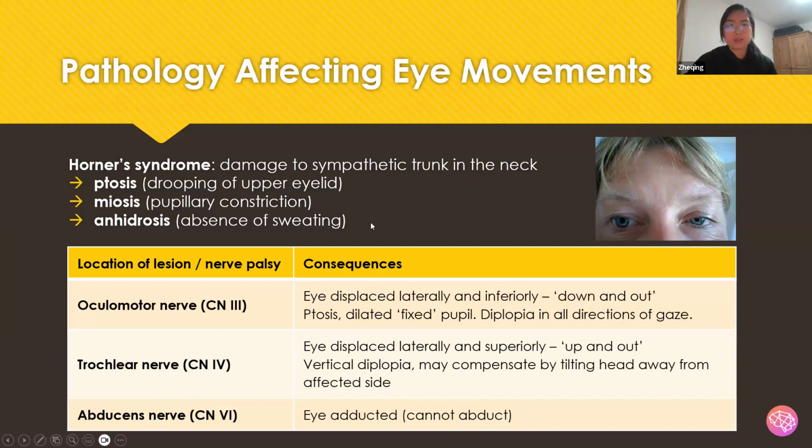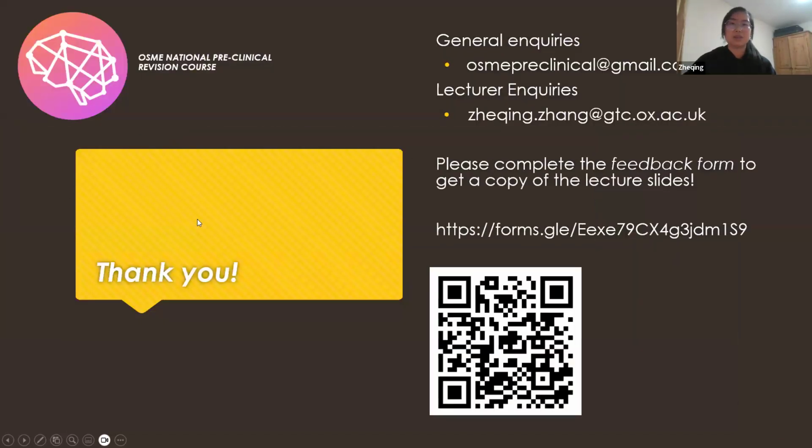Finally, there's something that I want to talk about, which is Horner's syndrome. It's classically a triad of ptosis, which is drooping of the upper eyelid, miosis, and anhidrosis. Miosis is pupil constriction, and anhidrosis is absent sweating. This is caused by damage to the sympathetic trunk in the neck. It causes abnormalities in the eye and looks like the image on the right. But because it's not the focus of this part, I'll just skip through it.